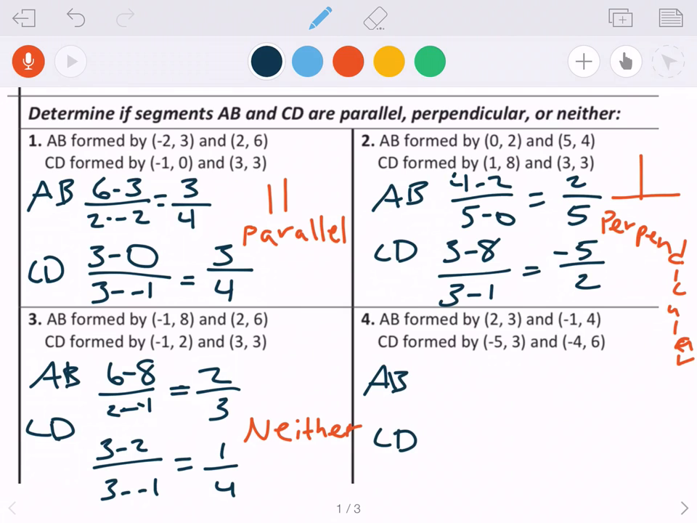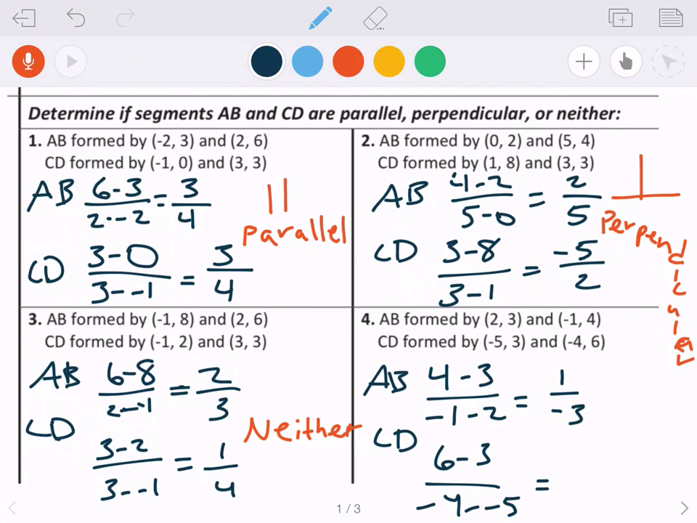Again, if you want to pause the video and try it on your own, go ahead and do that. So 4 minus 3 over negative 1 minus 2 is going to be 1 over negative 3. CD is going to be 6 minus 3 over negative 4 minus negative 5, which is going to be 3 over negative 4 plus 5, 3 over 1.